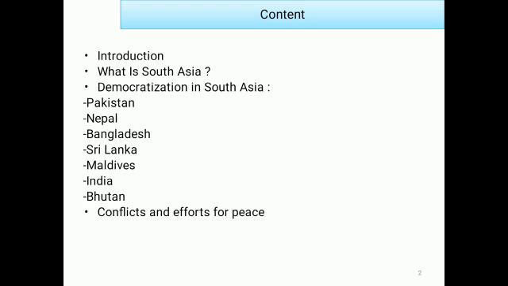Now, here is the content before you. First we will know about the complete chapter, that is, the introduction. Then what is South Asia? Which countries do we include in the South Asian region? Then comes democratization in South Asia, and the countries we are going to study are Pakistan, Nepal, Bangladesh, Sri Lanka, Maldives, India, Bhutan. And the last topic is conflicts and efforts for peace.